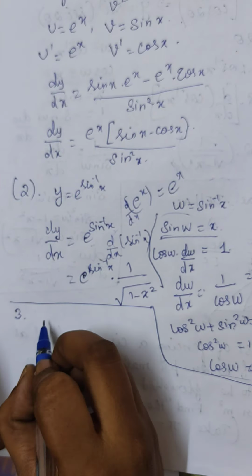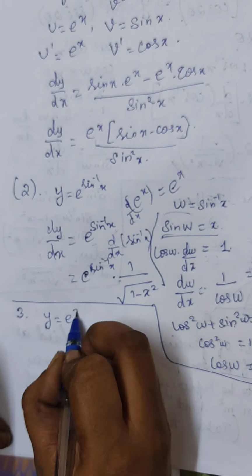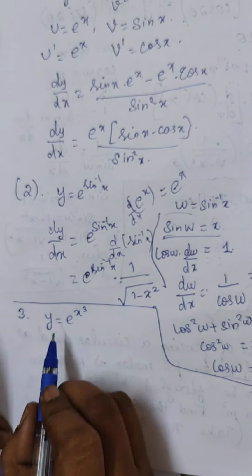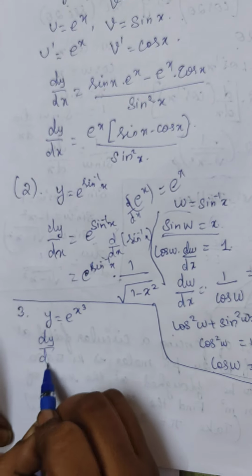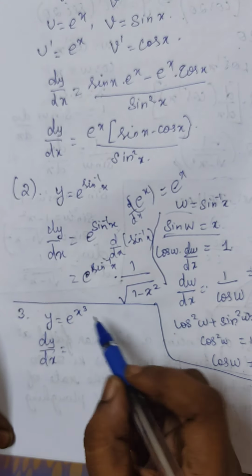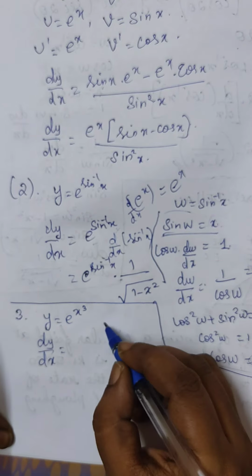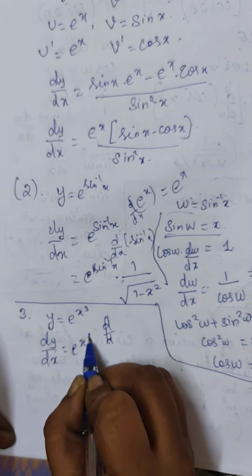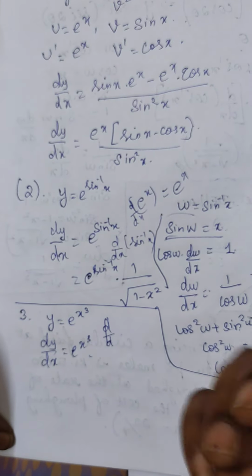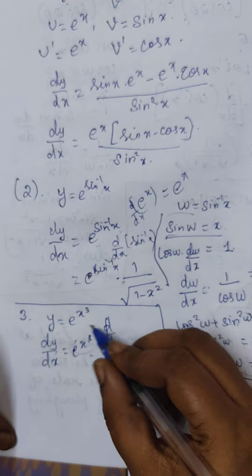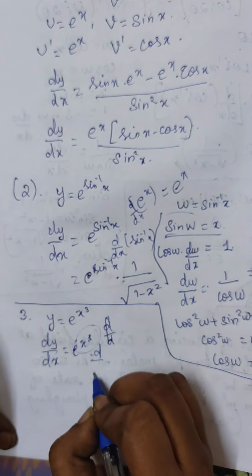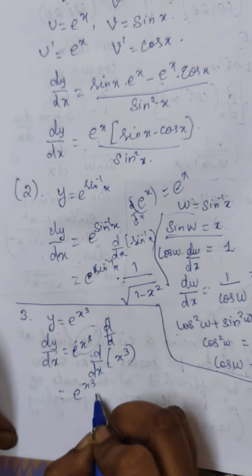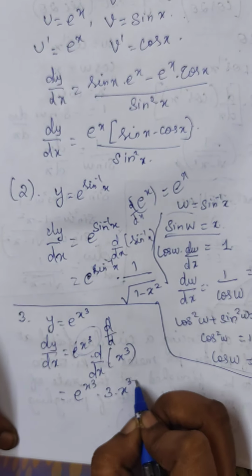In problem number 3 we are given e to the power x cube. We will differentiate this function with respect to x. We will get dy by dx equal to e to the power x cube, because the derivative of e power x remains the same, and we will differentiate x cube now. The derivative of x cube will be 3x square.